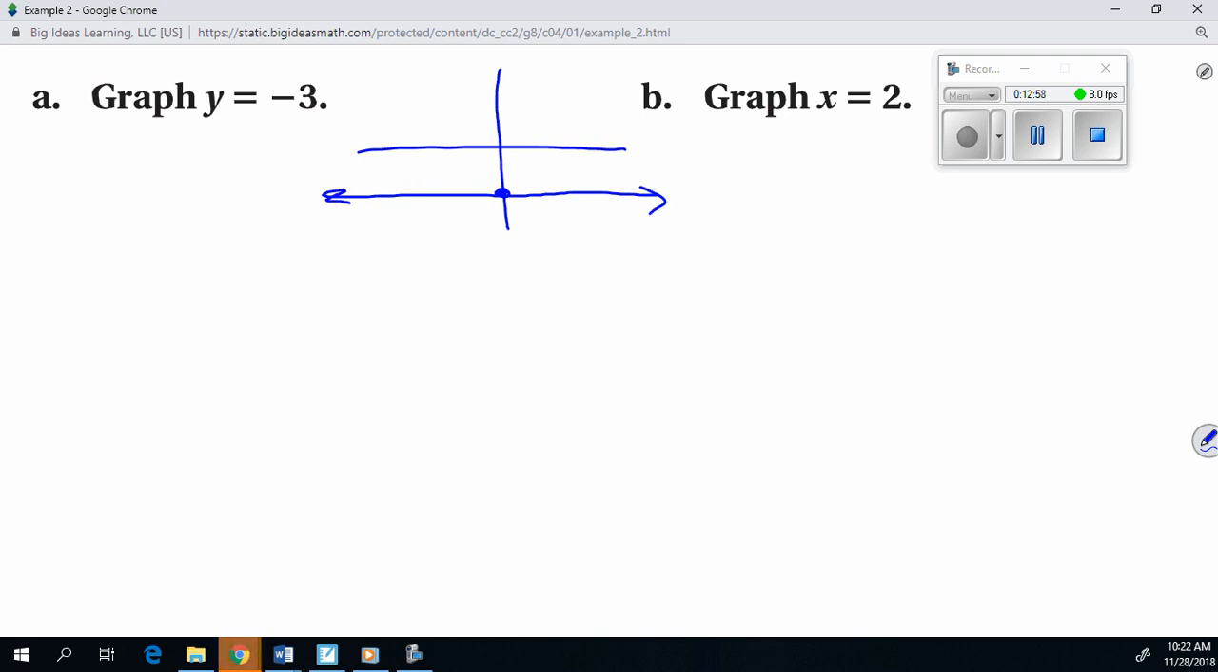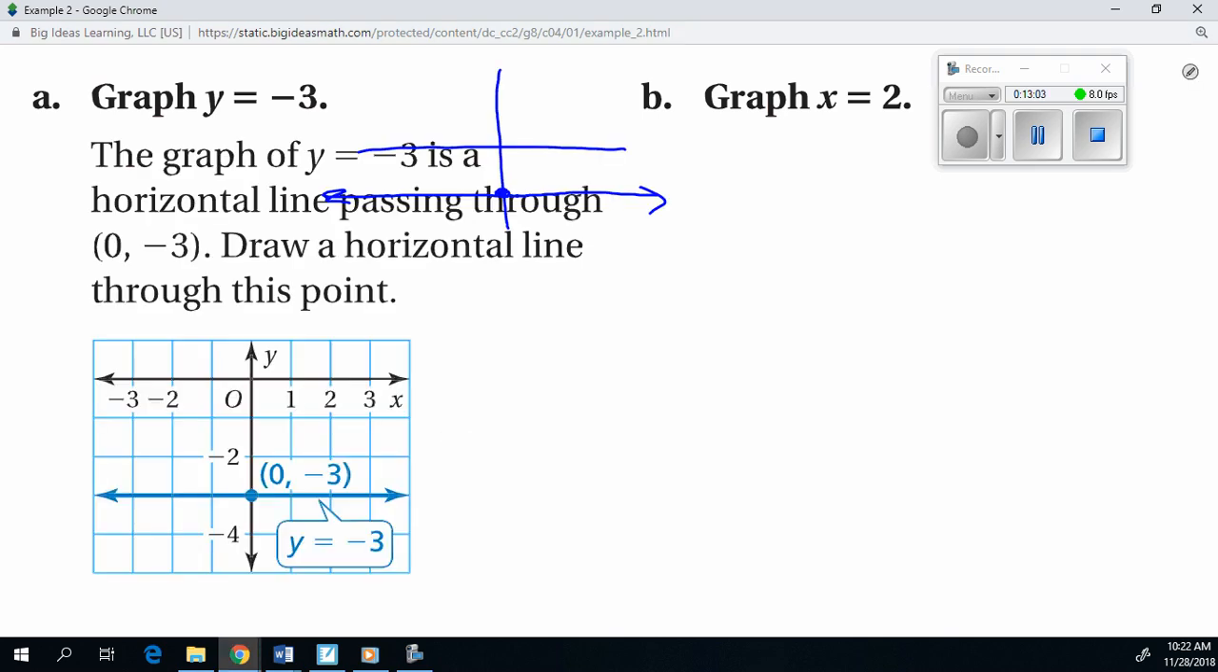Okay? So go ahead and get that in your notes. I'm going to click the button to show the real one. That's how you can see it. They draw it nice and pretty.